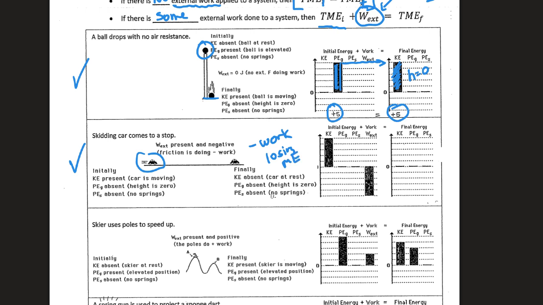So it starts with kinetic energy, driving along. Notice it's on flat ground. Then you have negative work, and it's equal to the same height. We had positive 5 here, we have negative 5 here. So there is 0 joules at the end, right? Coming to a stop sign or coming to a red light.